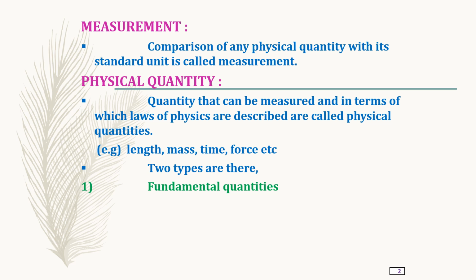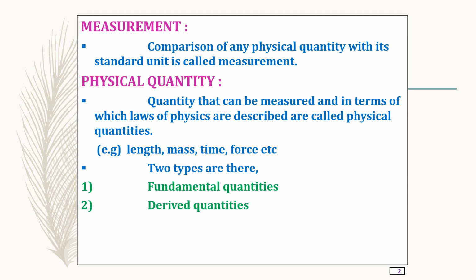First, we are going to see the fundamental quantities. Fundamental or base quantities are quantities which cannot be expressed in terms of any other physical quantities. Example, length, mass, time, etc. And the second one is derived quantities. Quantities that can be expressed in terms of fundamental quantities are called derived quantities. Example, area, volume, velocity, force, etc.